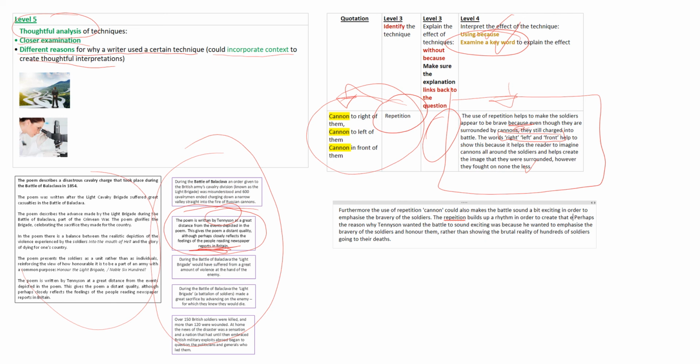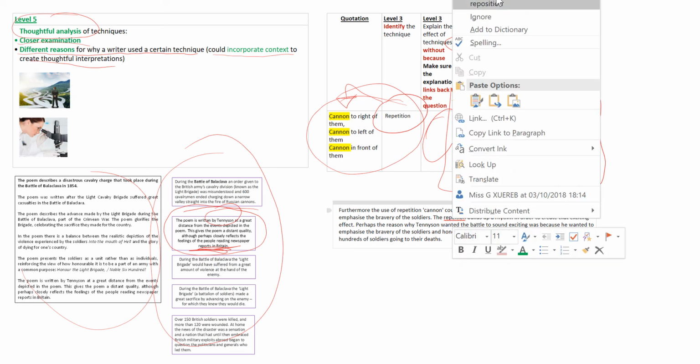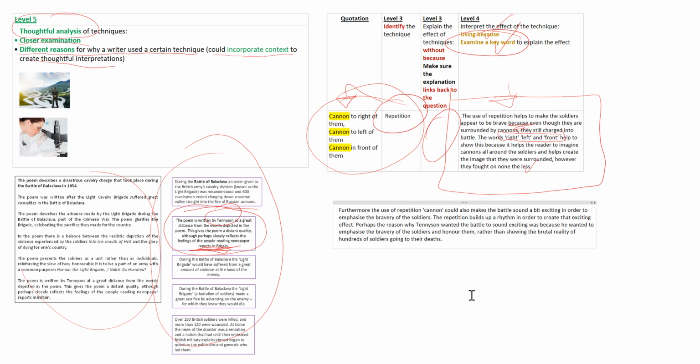Create that exciting effect. Perhaps the reason why Tennyson wanted the battle to sound exciting was because he wanted to emphasise the bravery of the soldiers and honour them, rather than, so I can't spell repetition today, rather than showing the brutal reality of hundreds of soldiers going to their deaths.